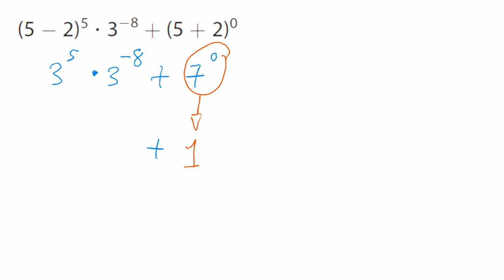What do we do? We actually put it down. Or also, there's actually another way. Isn't it that this one here is the product rule, right? So it will become now 3 raised to 5 plus negative 8, because in the product rule, we're adding the exponents, right? By the way, we did that because they have the same base, right? So what's 5 plus negative 8? Negative 3, and then plus 1.